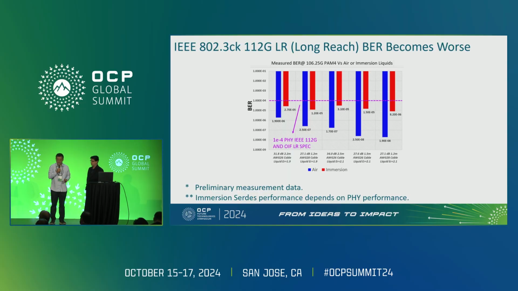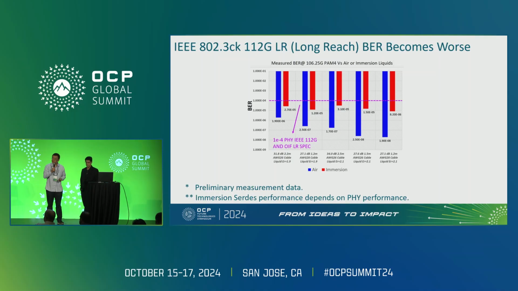So we can see the blue one. Blue is what we tested, the channel in air, different channels with DAC cable and OSFP, QSFP. And the red one is put into the common liquid immersion. So the dielectric reflection shows here, but it's still above the IEEE bit error rate line, the spec line, the purple line. But we can see it's really reducing the margin we have, and it's about to fail.